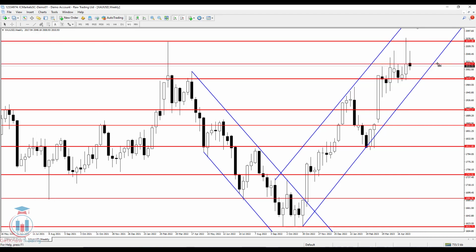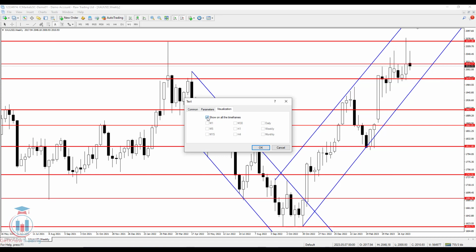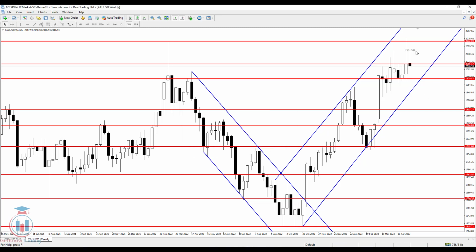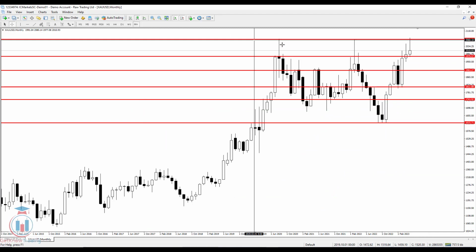I will put here a label, just a minute, visible on the weekly. Pin bar, okay. So it is around a resistance area, which is a strong signal when the price is forming some kind of a pin bar, which is currently a bearish one. Let's see on the monthly time frame how this looks.